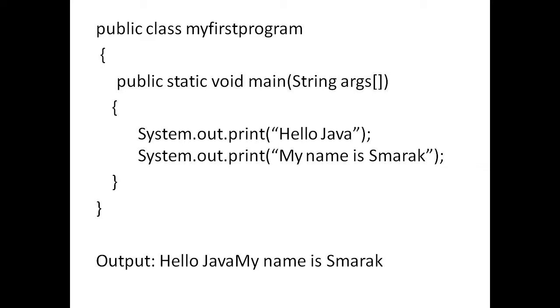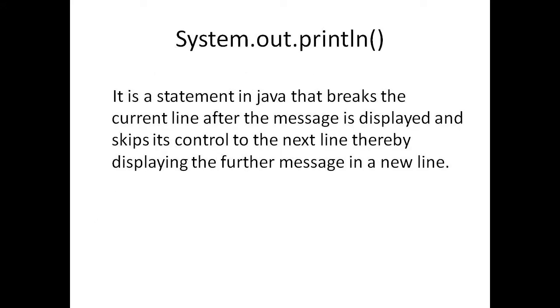Why? Because Java cannot understand that if we write two System.out.print statements, then we need it to display the message in two different lines. Rather, it just prints the message given to it irrespective of the separate display statements. So in order to avoid this problem, we need to use the statement System.out.println. It is a statement in Java that breaks the current line after the message is displayed and skips its control to the next line, thereby displaying the further message in a new line.